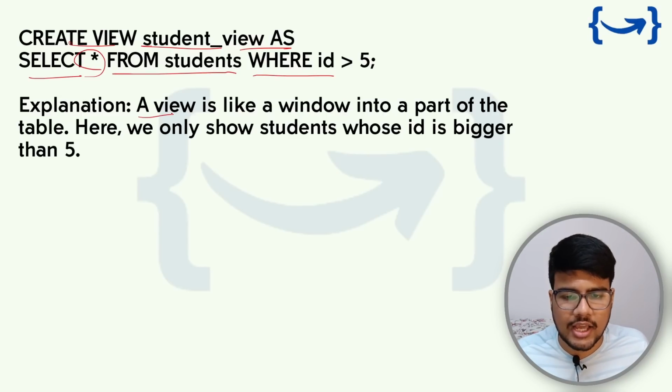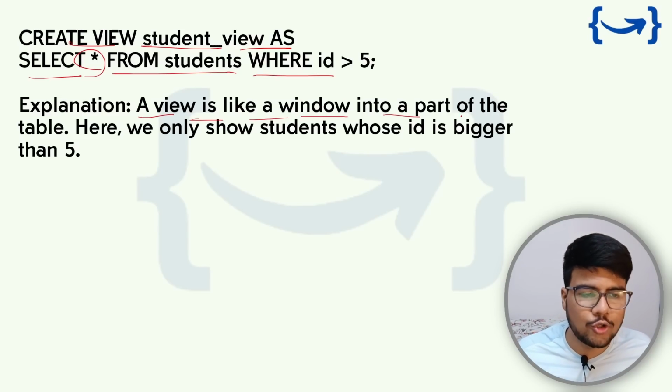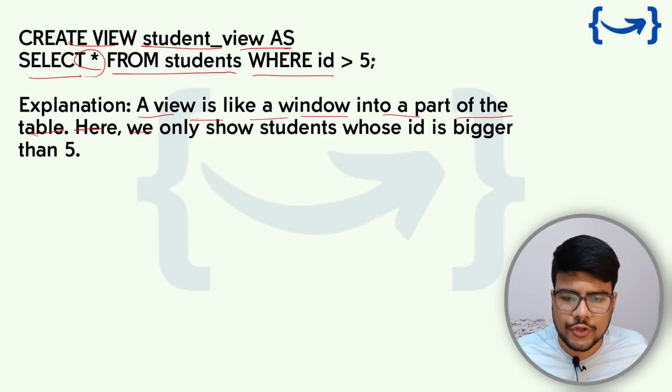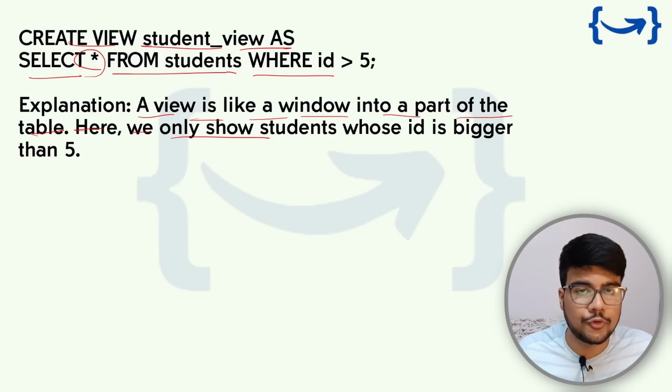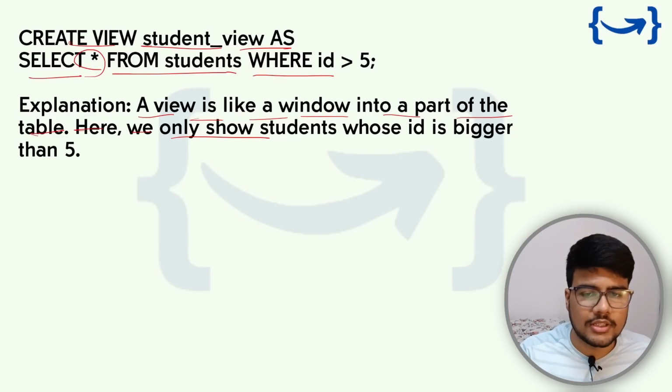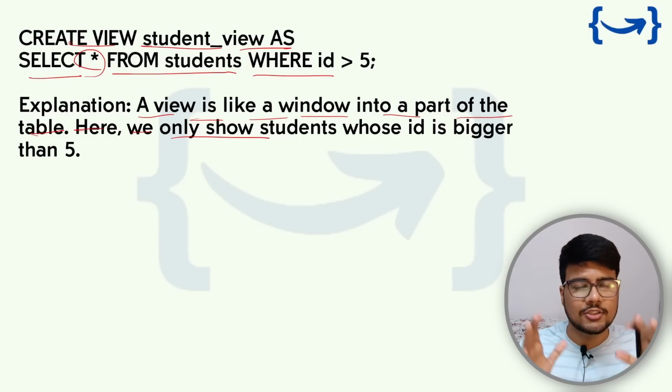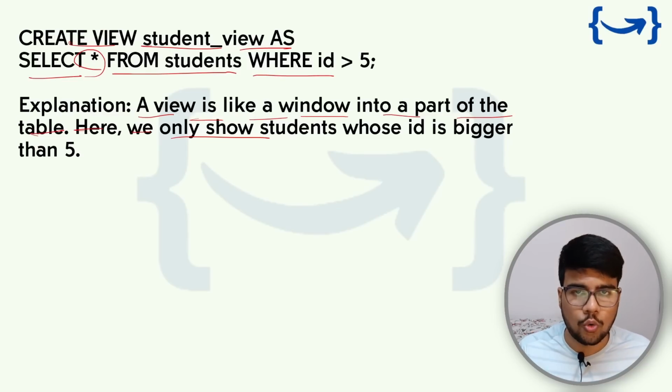Fantastic. The explanation: a view is like a window into a part of the table. Here we only show the rows whose ID is bigger than 5. Now at runtime, if you want to rerun this particular query, you just need to SELECT * FROM student_view. It will do the same task. Totally dependable, and it reduces the code as well.